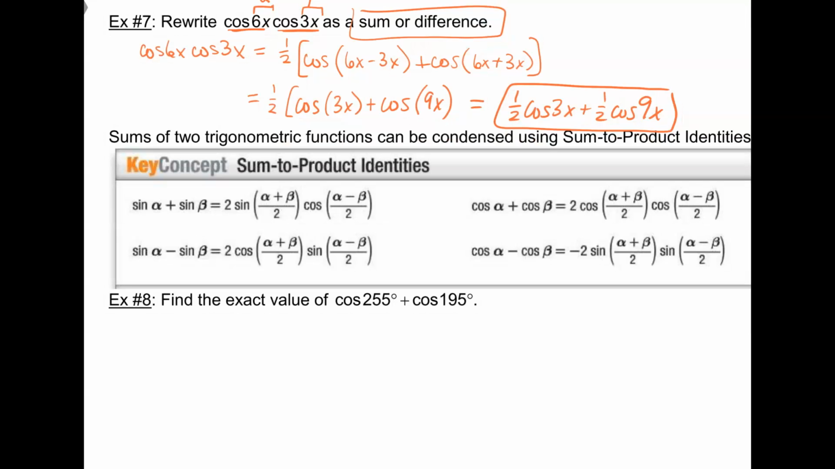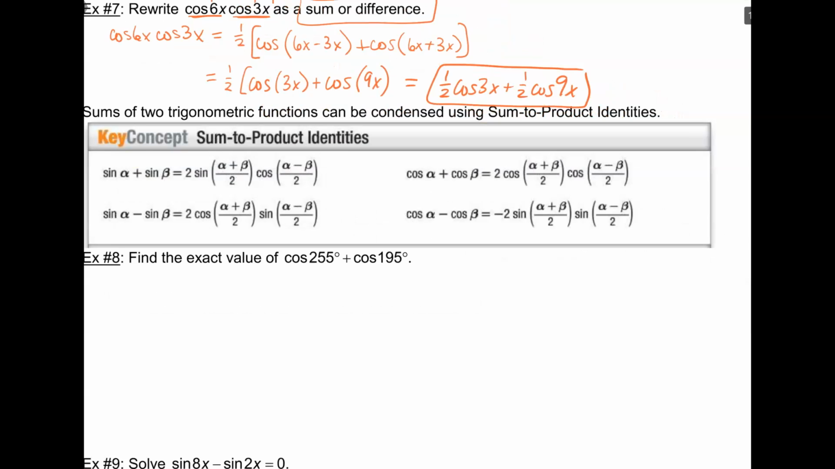Do I want to do this one now? Yeah, we still have 5 more minutes. We can do this. All right.